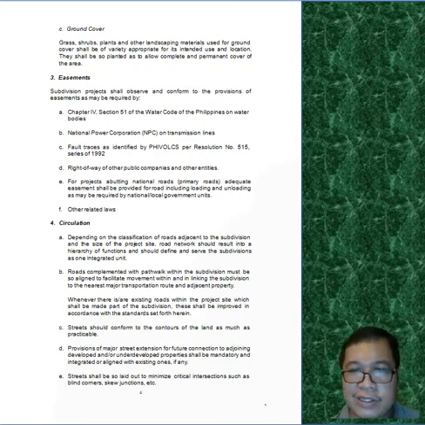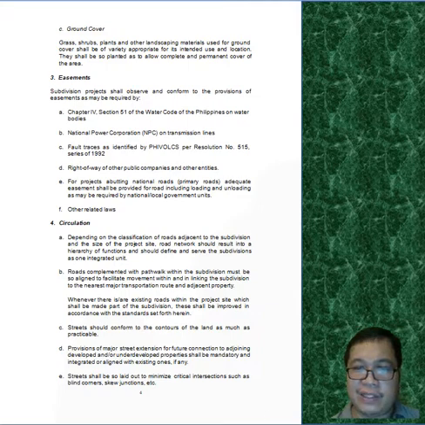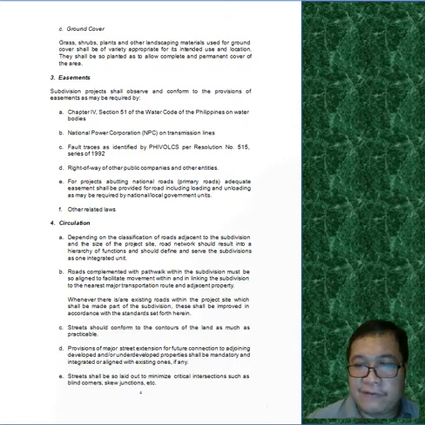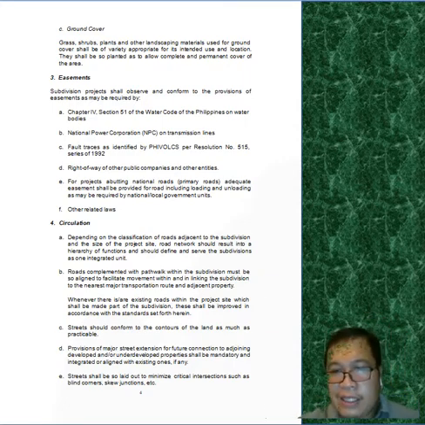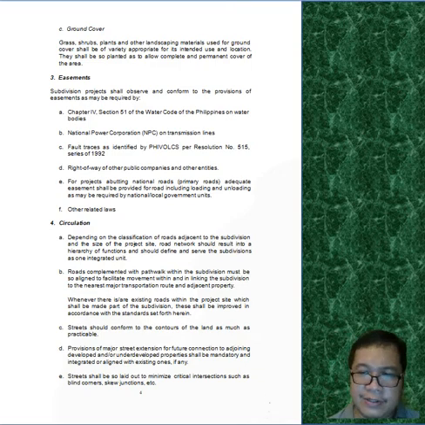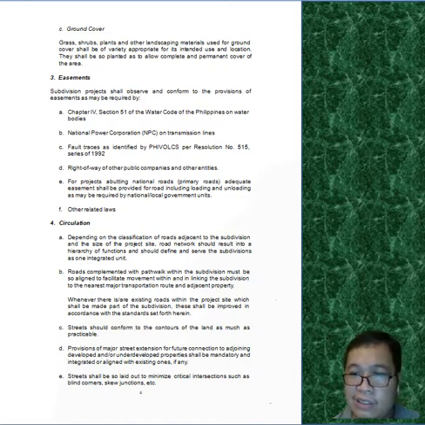Then you have four, circulation. Depending on the classification of roads adjacent to the subdivision and the size of the project site, the road network shall result in a hierarchy of functions and should define and serve the subdivision as one integrated unit. What this means is that there are different sizes of roads, just like in PD 957 or in PD 1096. So roads complemented with pathwalks within the subdivision must be aligned to facilitate movement within and linking the subdivision to the nearest major transportation route and adjacent property.